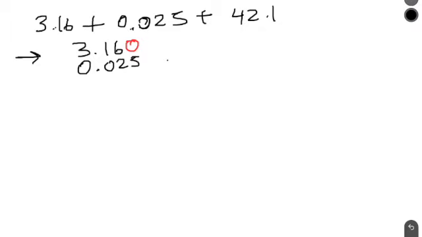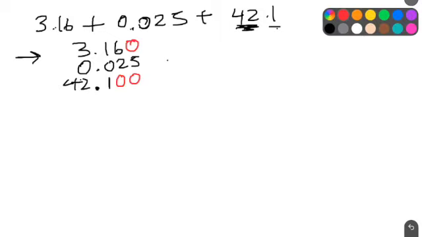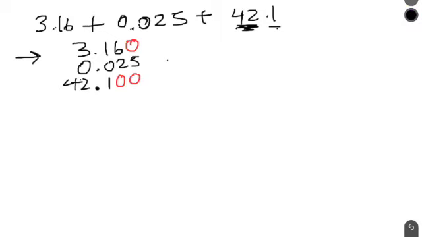And then the final number, you have the decimal point there, and you see that the 42 goes to the left of the decimal point, and then the 1 goes to the right. And we can continue adding zeros just as a placeholder. So once we can account for all the numbers, our next step is just simply adding.